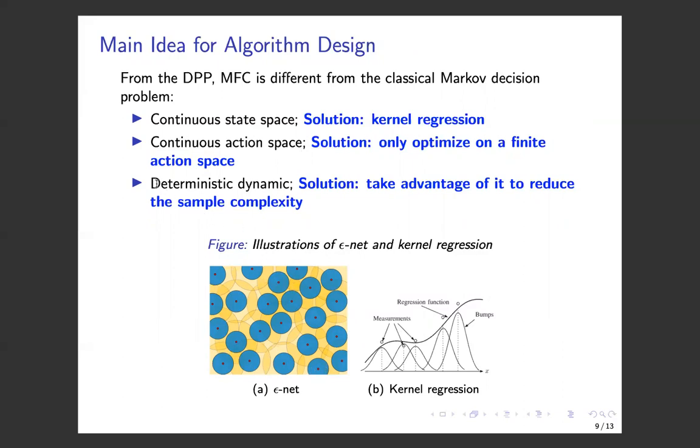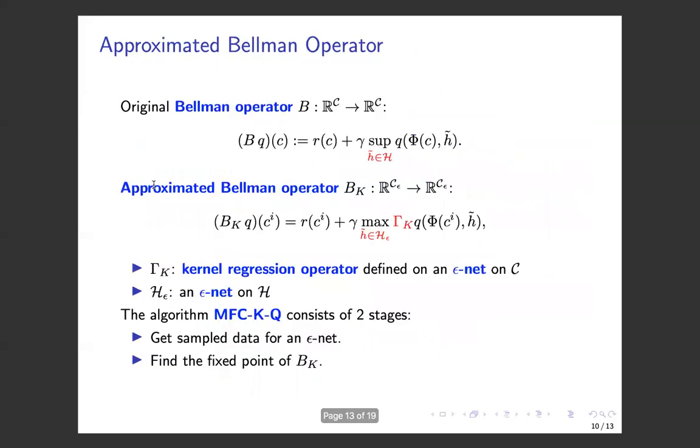And also, now we have deterministic dynamics. The determinism comes from the aggregation over the population. So we will also take advantage of this property to reduce our sample complexity. Now, based on this observation, we define this approximated Bellman operator, which is different from the traditional Bellman operator in 2 perspectives. One is that now we are optimizing over a finite epsilon net on the action space. And also, we use the kernel operator to approximate unseen data.